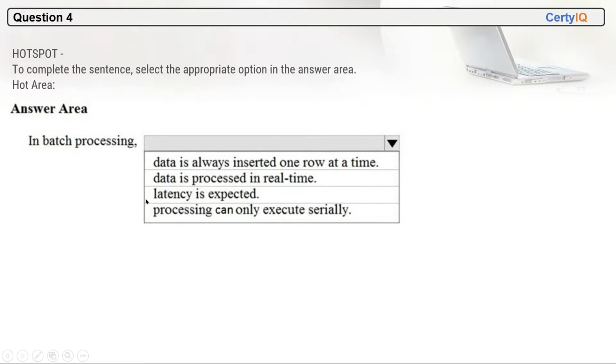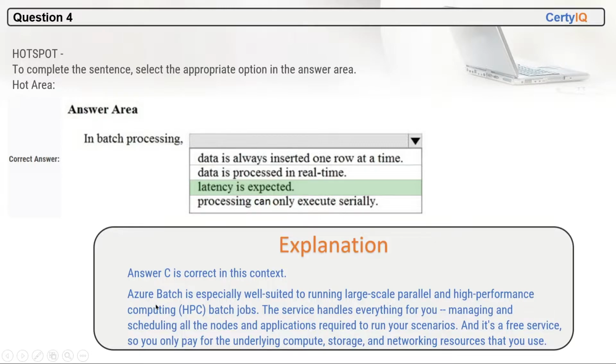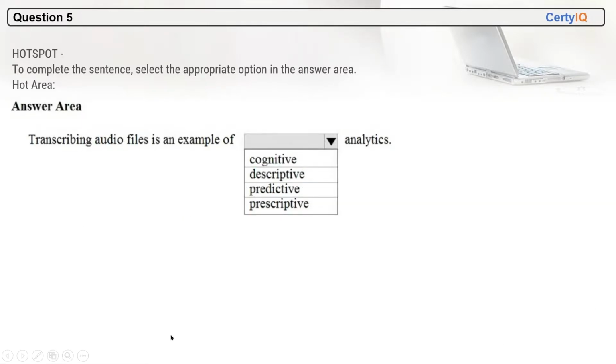Latency will be there. Latency means how much time between input and output. So latency will be there. C is the correct answer. Azure Batch is especially well suited to running large-scale parallel and high-performance computing (HPC) batch jobs. Okay, let's move to the next question.